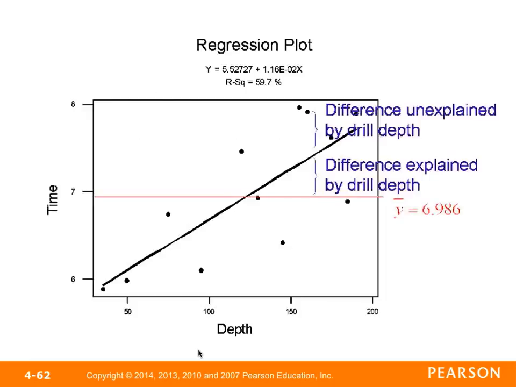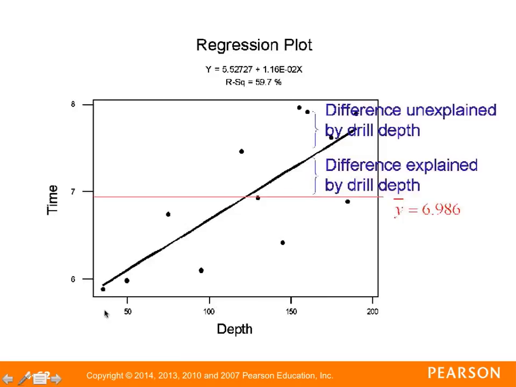Okay, so here's our regression plot here. I want to point out a couple of things. First is that depth is our x value, so it's along our x-axis. Time is our y value, so it's along the vertical y-axis. We have times between 6 and 8, and depths between 50 and 200.